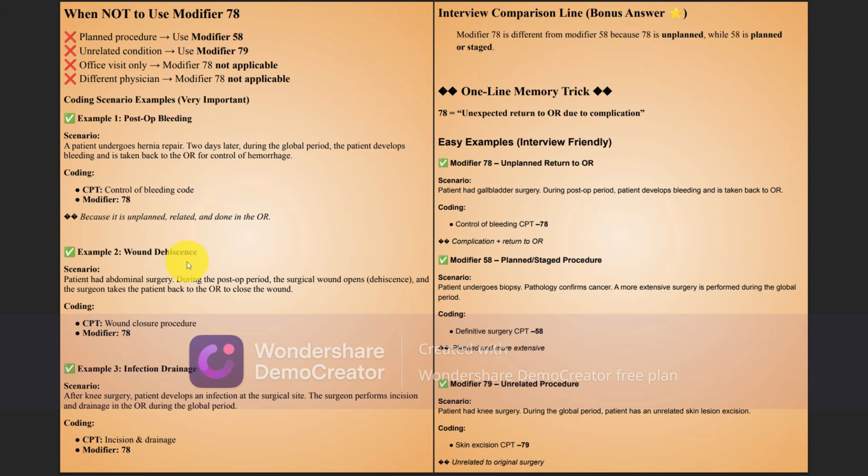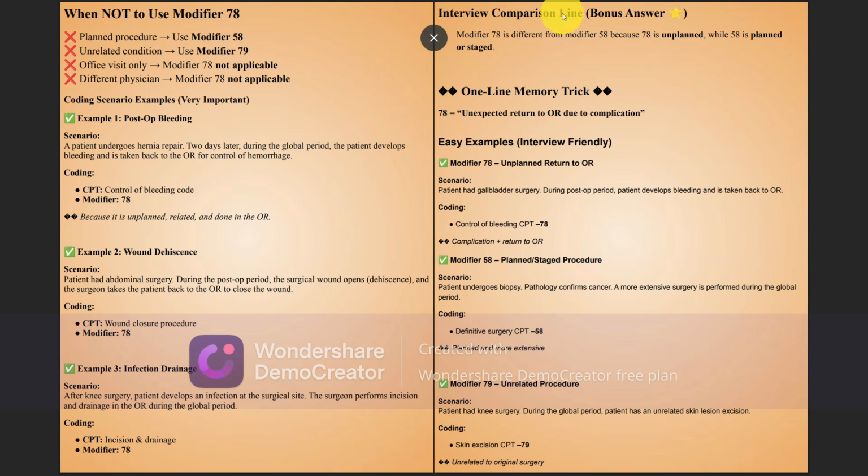Example 2, wound dehiscence. A patient has abdominal surgery. During the post-operative period the surgical wound opens, and the surgeon takes the patient back to the operating room to close the wound. Coding tip: wound closure procedure with modifier 78. Example 3, infection and drainage. After knee surgery, the patient develops an infection at the surgical site. The surgeon performs incision and drainage in the OR during the global period. Coding tip: CPT for incision and drainage with modifier 78.